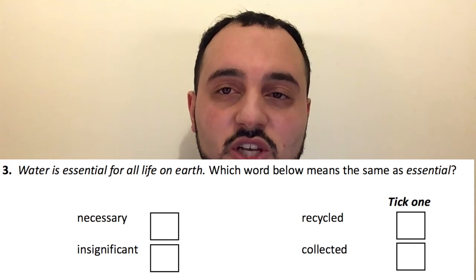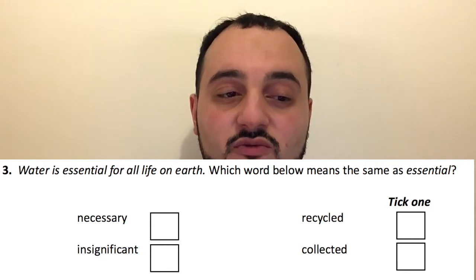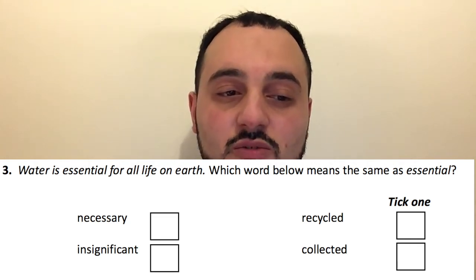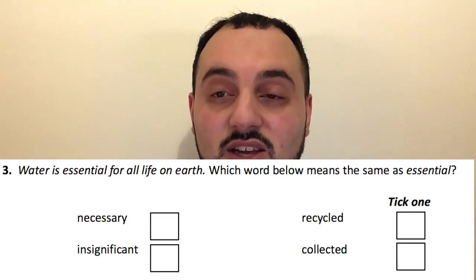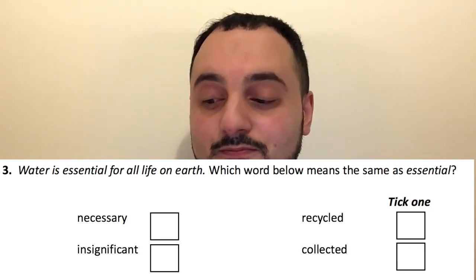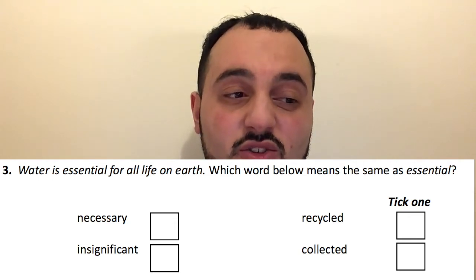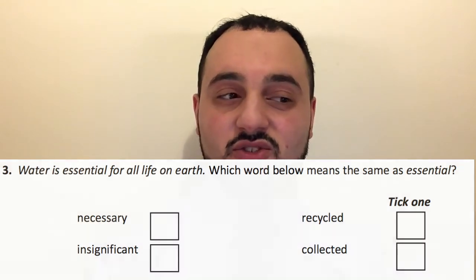Right. Question 3. Water is essential for all life on Earth. Which word below means the same as essential? Is it necessary, recycled, insignificant, or collected? So it's essential. What does it mean, essential? The only one it does mean is necessary. Necessary is the answer. It means the same thing as essential. The others just don't make sense. Recycled, not the same. Collected, no. Insignificant, it's none of those.